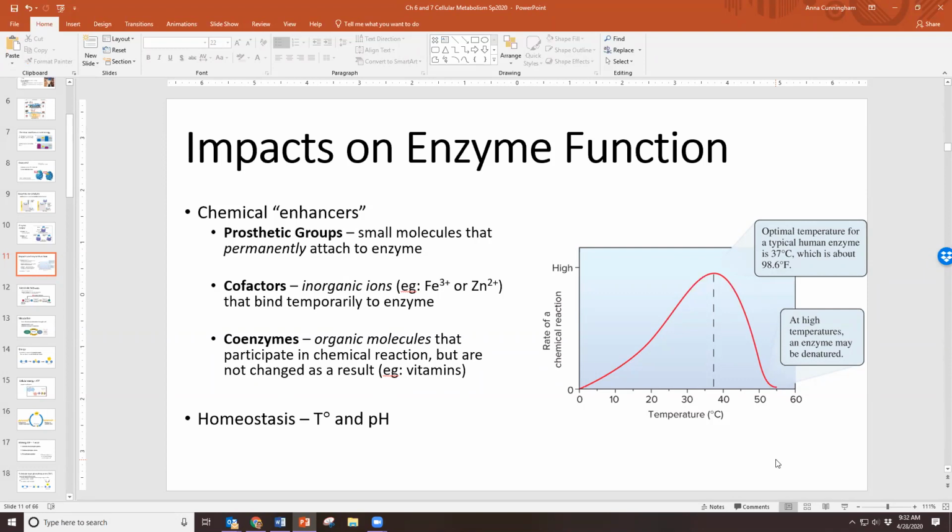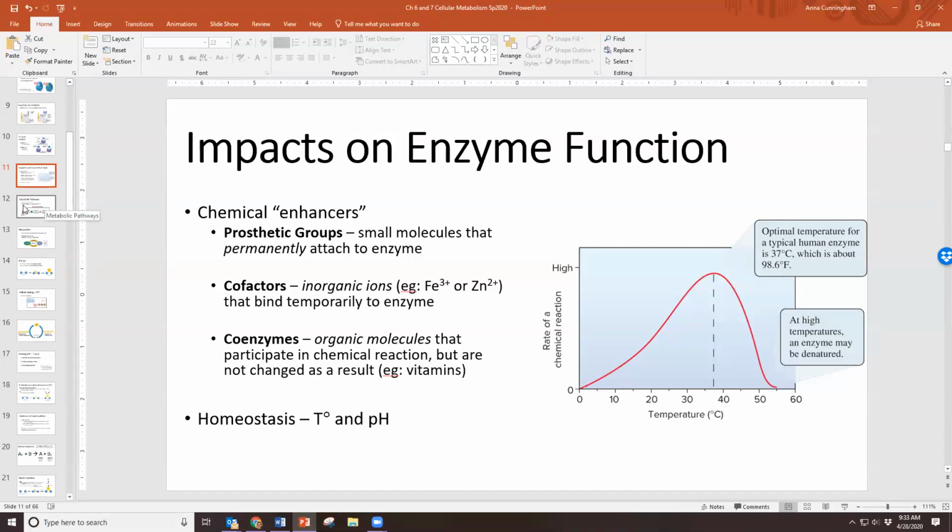The same with pH. So there are actually certain enzymes that will not function outside of their homeostatic range of pH. For example, the enzymes in your blood function at a pH of 7, but the enzymes in your stomach actually require that acidic pH to function, like proteases that destroy proteins, etc.